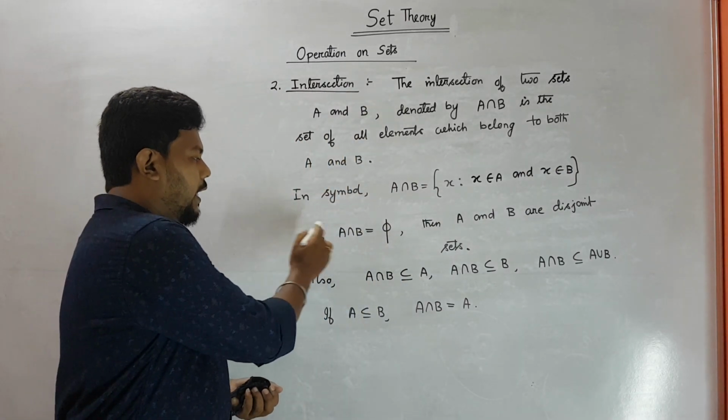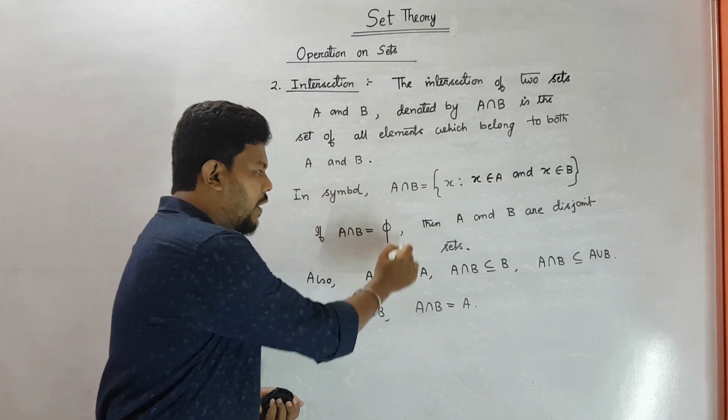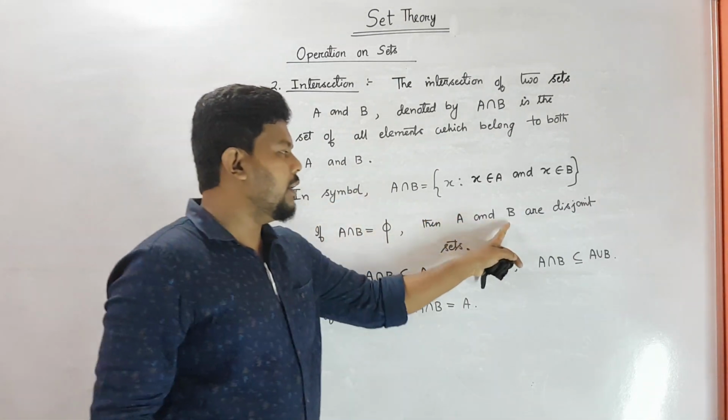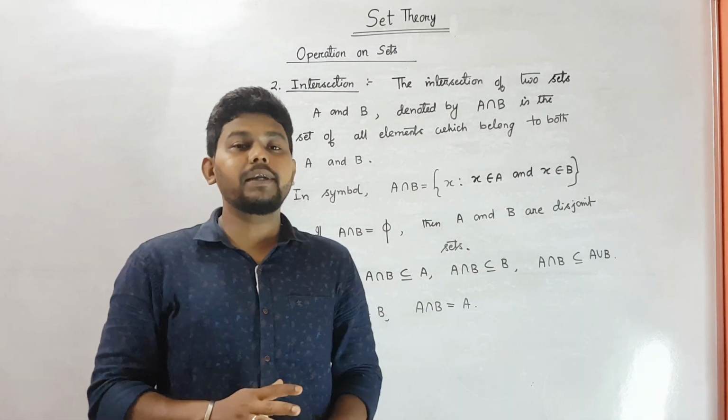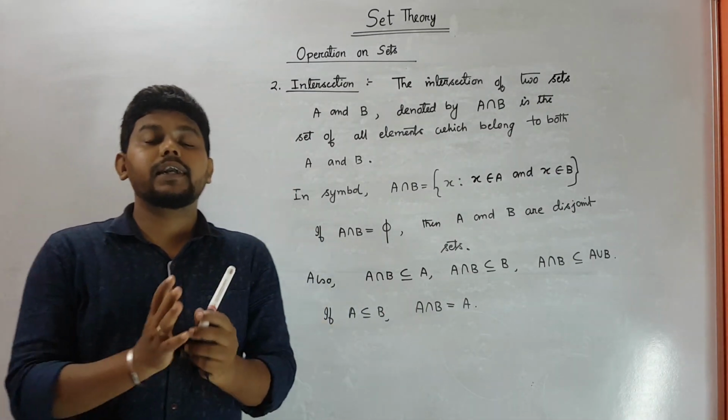If A intersection B is equal to phi, then A and B are disjoint sets. Two sets A and B are said to be disjoint sets if they have nothing in common.